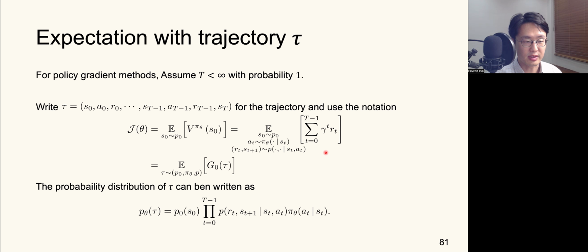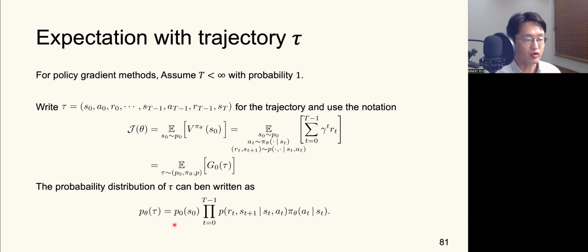And here, again, this is the expectation of the cumulative discounted returns, where the initial state S0 is sampled from P0. The action is chosen according to the policy pi theta, and the transition is given by the distribution P as governed by the MDP. We'll put this notation together and write as tau generated by P0, pi theta, and P. And this cumulative discounted return will be written as G0, the cumulative discounted return starting at time 0 as a function of the full trajectory tau.